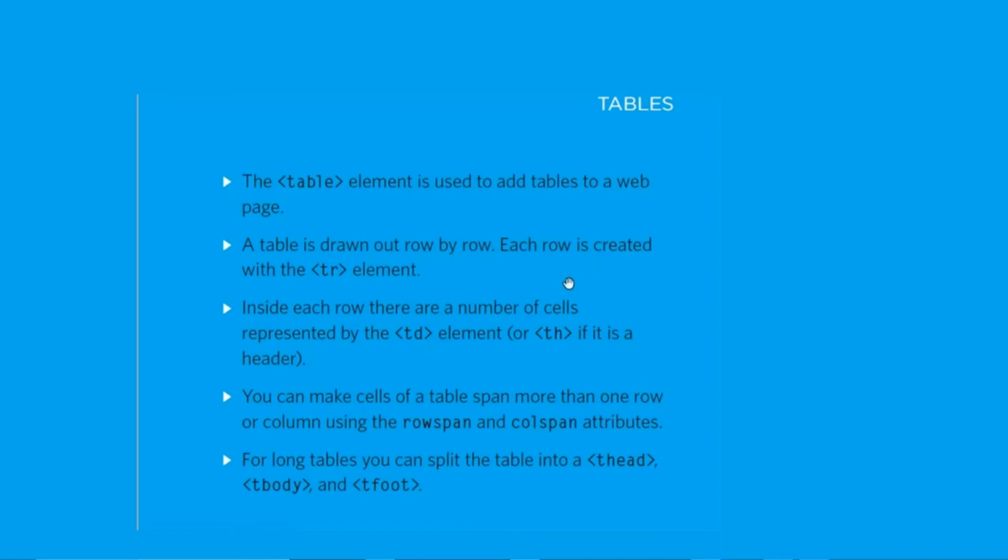You can also use the row span attribute to span more than one column or more than one row, right? And also for long tables, you can split the table into table header, table body, and table foot for a clear format, right? So let's now move on into implementing the table.